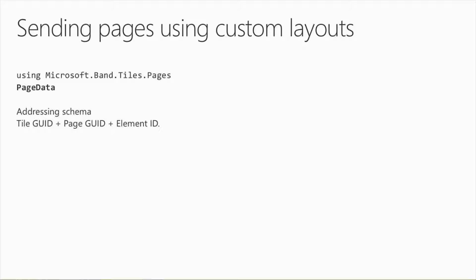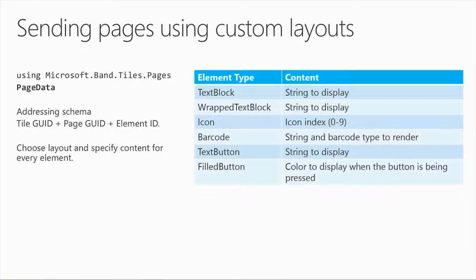So if you defined a layout with 5 elements and you call them element 1, 2, 3, 4, and 5, when you want to create a page, you will choose your layout, and you'll say, okay, the layout identifier 1, here are the 5 which contain those 5 elements. Here are the values for those 5 elements. Once you've created that page, that page is ready to be sent over to the Microsoft Band.